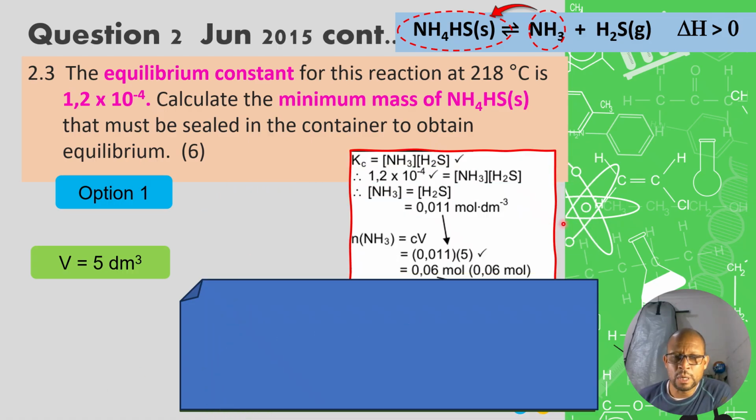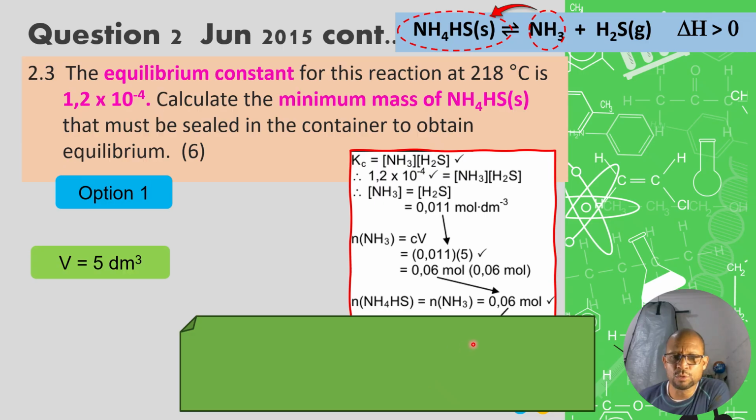The first part of the calculation is where Kc equals the concentration of ammonia times the concentration of hydrogen sulfide. Those are the two products. I'm not going to include my reactant because it's a solid. I've been given Kc, and in that case, the concentration of ammonia will be the same as the concentration of hydrogen sulfide, which in this case is 0.011 moles per cubic decimeter. Use that concentration with the volume, and then we can calculate the number of moles of ammonia that actually formed in this reaction, which is 0.06 moles of ammonia.